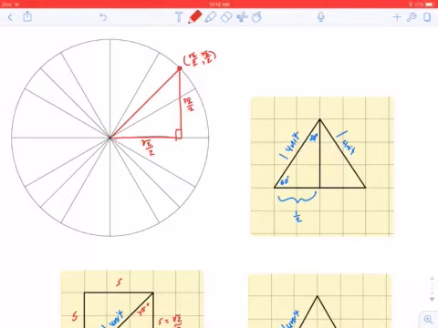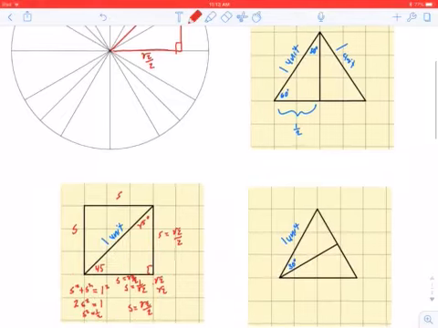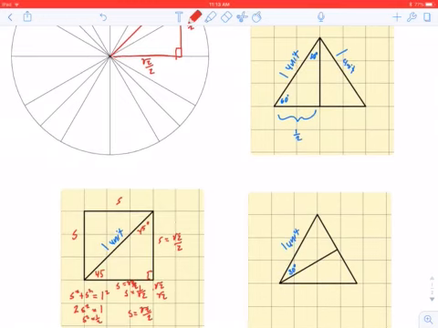Now let's take a look at the other special triangle, the 30, 60, 90 triangle. Well, how do we get a 30, 60, 90 triangle? Well, we get it by taking an equilateral triangle, like this one, and splitting it in half.